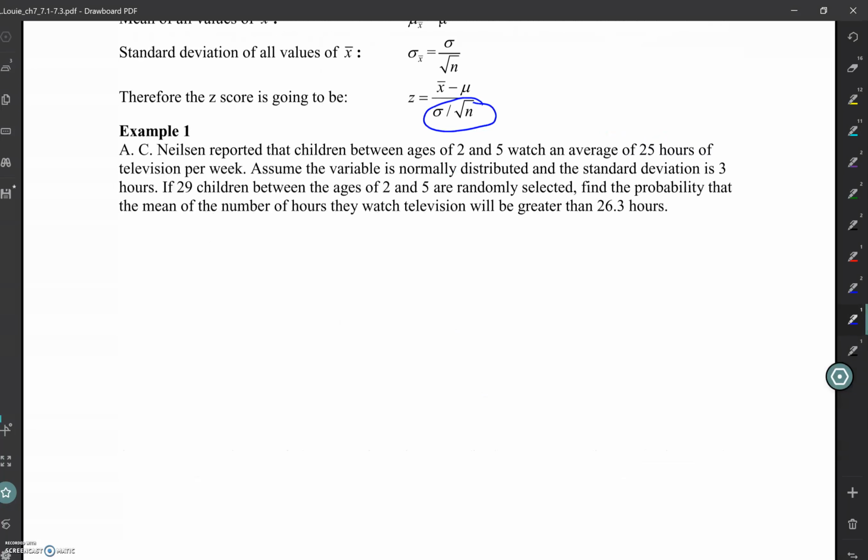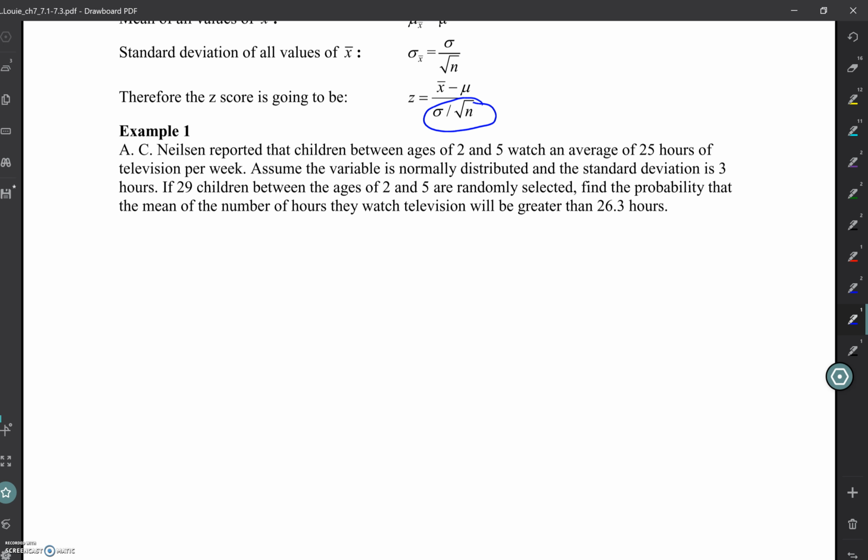So, A.C. Nielsen reported that children between the ages of 2 and 5 watch an average of 25 hours of television per week. Assume the variables are normally distributed and the standard deviation is 3 hours. If 29 children between the ages of 2 and 5 are randomly selected, find the probability that the mean number of hours they watch television will be greater than 26.3 hours.